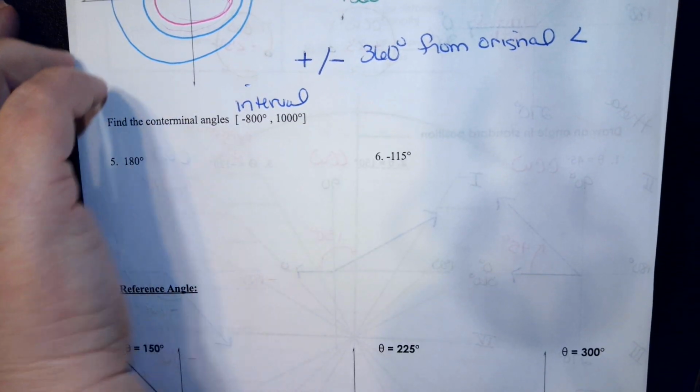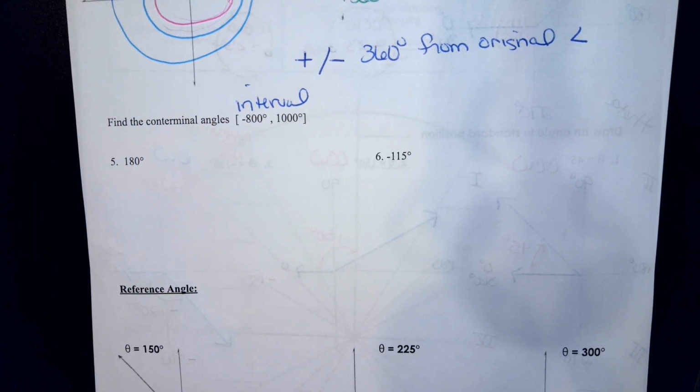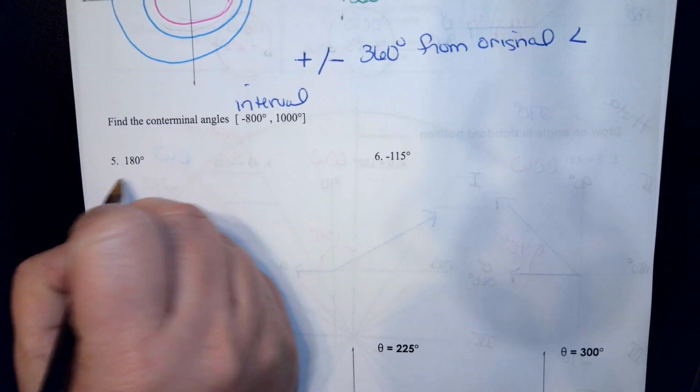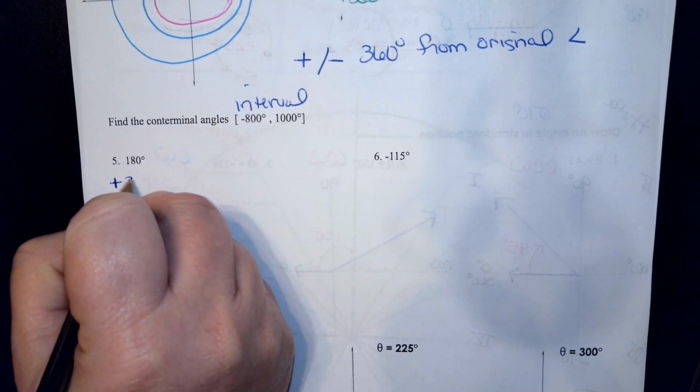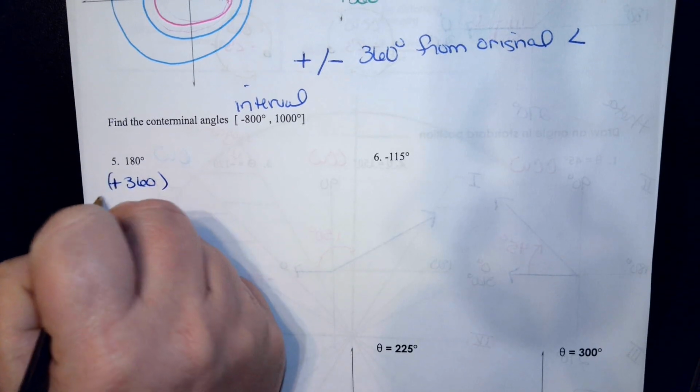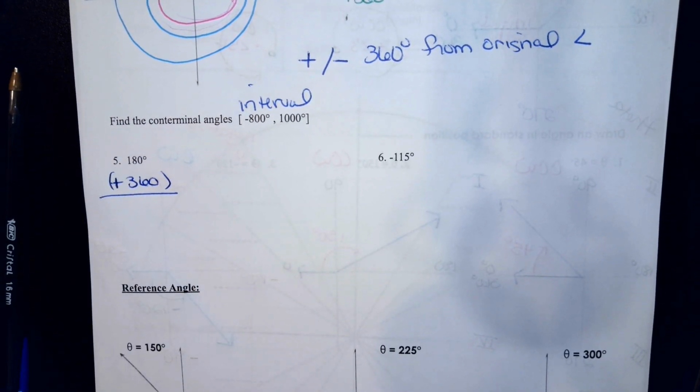So let's start off with our addition. Alright, so we're going to take our 180 and we're going to add 360 and see what our coterminal angles are going to be. So for this, I'm just going to use Desmos.